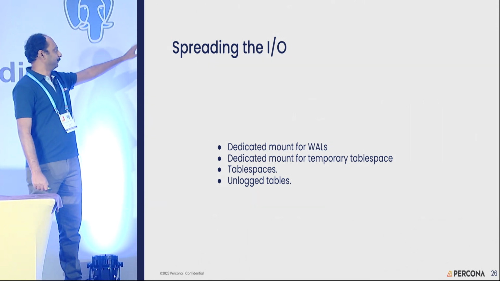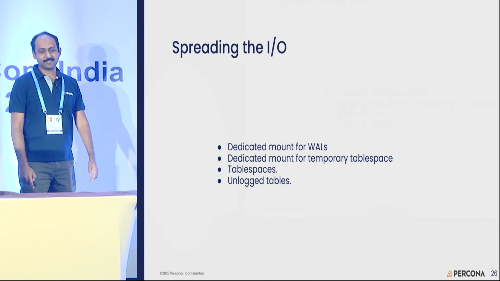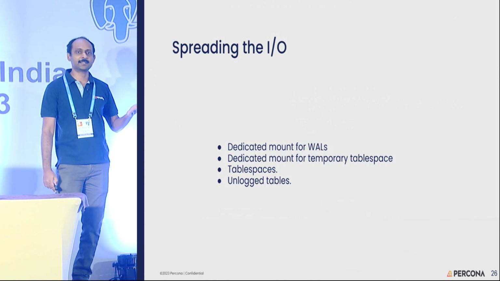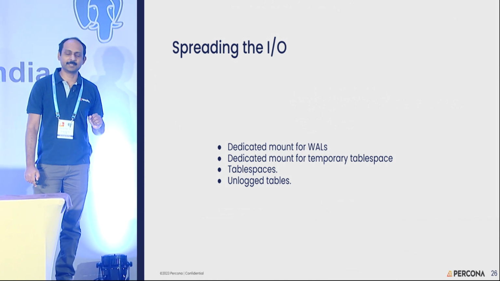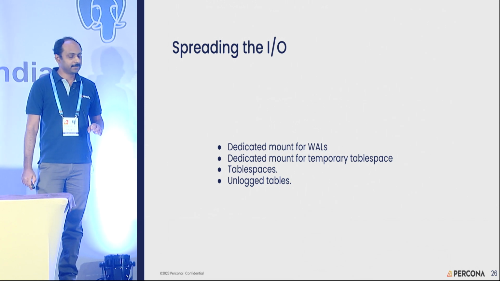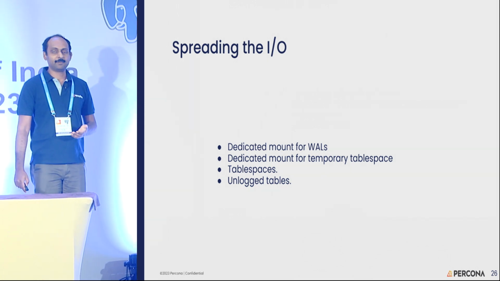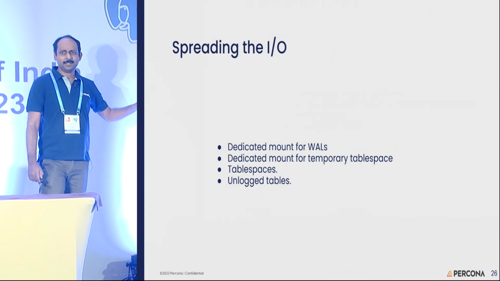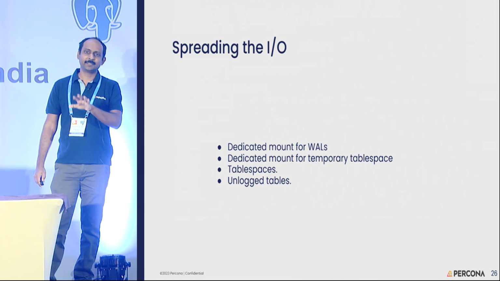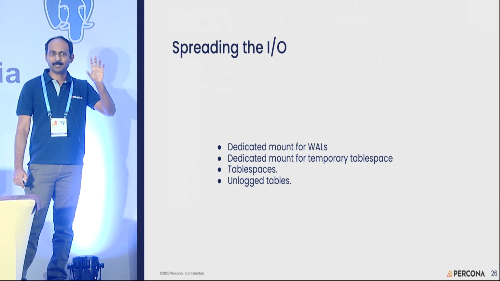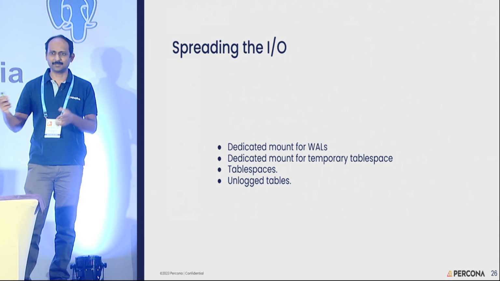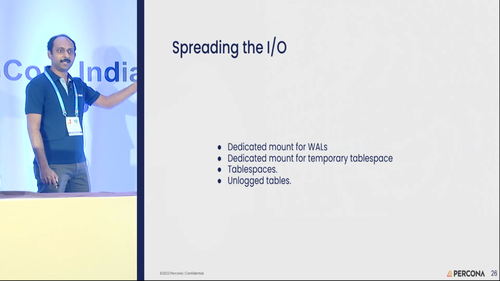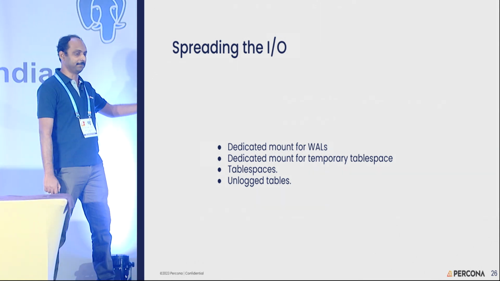And spreading of IO. Have a dedicated mount point for WALs if WAL writes or WAL syncs are a major problem in your system. And if there is a lot of temporary file generation, or you have a temporary tablespace, there are some little hacky tricks: the temporary tablespace can be moved to memory file systems like /dev/shm or some tmpfs, which in specific cases will give an enormous speed up.